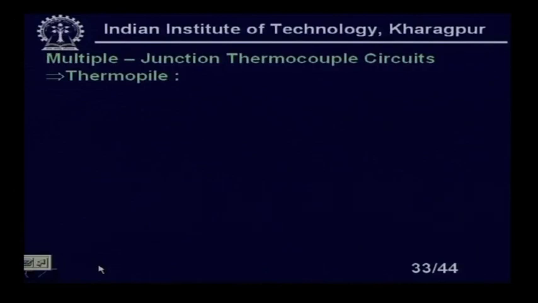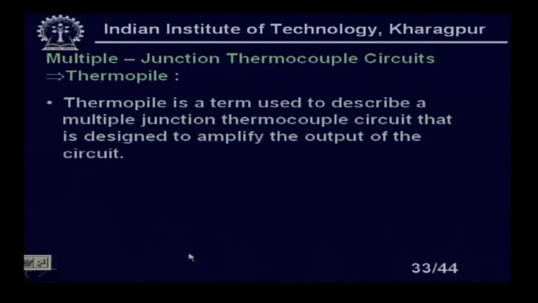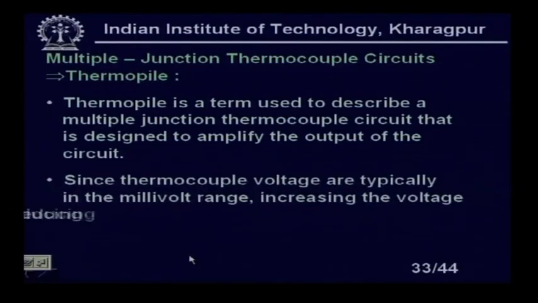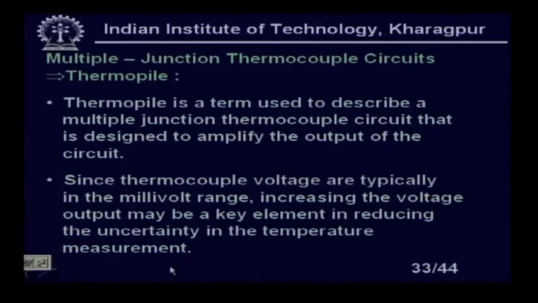Now, the output of a single thermocouple is very small, as I told you. Sometimes it is necessary to make a multiple junction circuit, right. A multiple junction thermocouple is called a thermopile. Thermopile is a term used to describe a multiple junction thermocouple that is designed to amplify the output of the circuit. It is used to measure optical radiations, which can be measured very easily. Since thermocouple voltages are typically in the millivolt range, increasing the voltage output may be a key element in reducing the uncertainty in the temperature measurement.